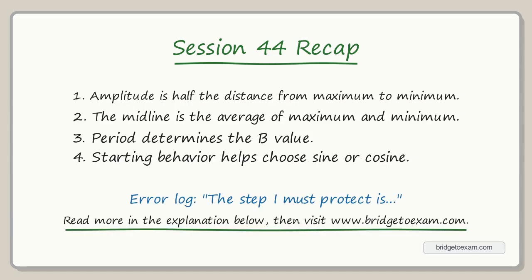Before moving on, write one sentence. The step I must protect is.